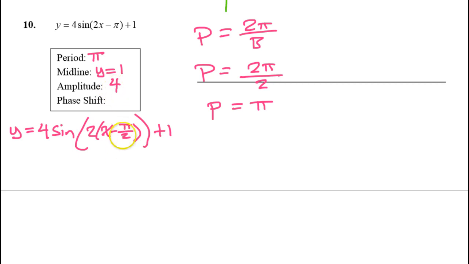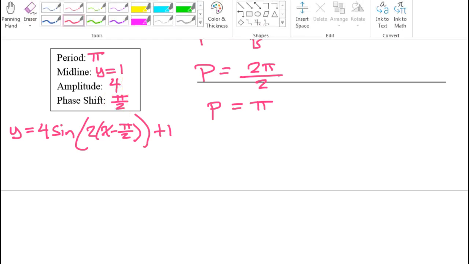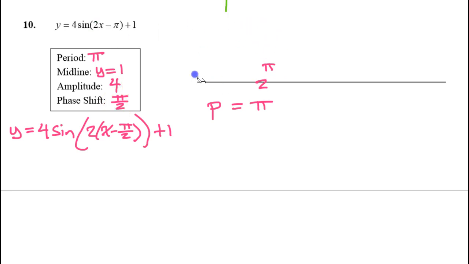The phase shift is going to come from this number inside the parentheses. The phase shift will be pi over 2. Notice it is the opposite of what you see here. So minus pi over 2 means that the phase shift is actually positive pi over 2. Alright, so let's erase this stuff and start graphing.